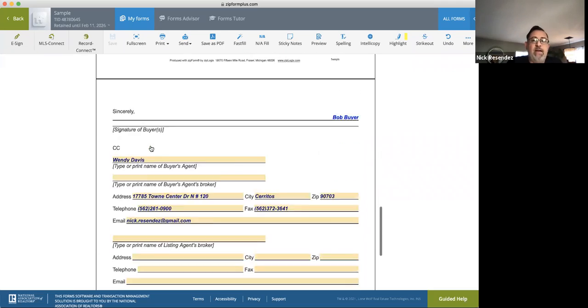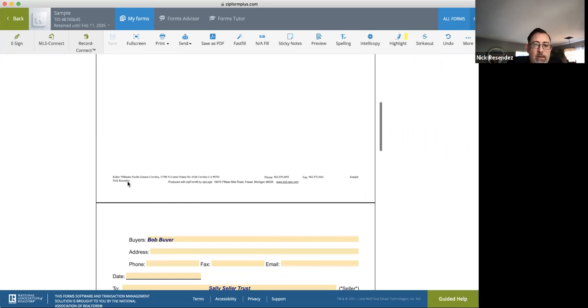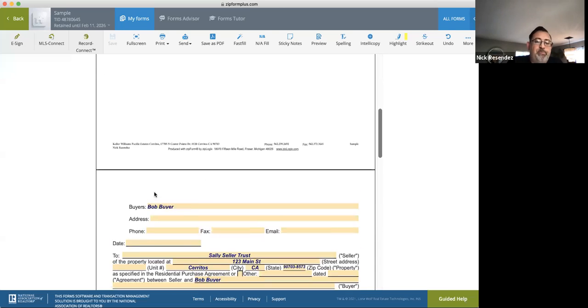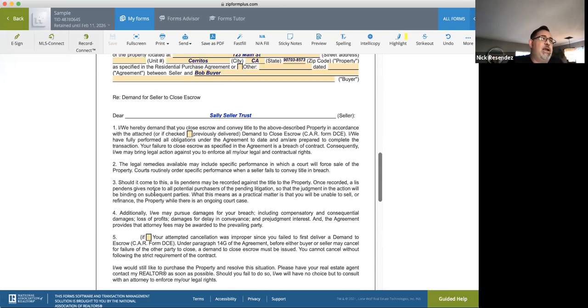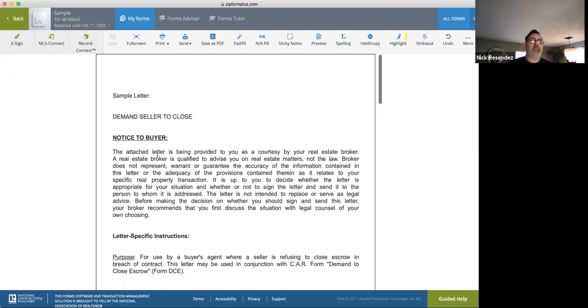Okay, in fact, if you'll notice here, it does have our information on here at the bottom as just a sample. So you'll notice on the C.A.R. forms, our information is on a big box at the bottom, but this one clearly says that it's a sample provided to the client. Okay, and each of the forms are prefaced by saying, hey, we're giving you this as a courtesy, okay, but we can't advise you on legal matters.